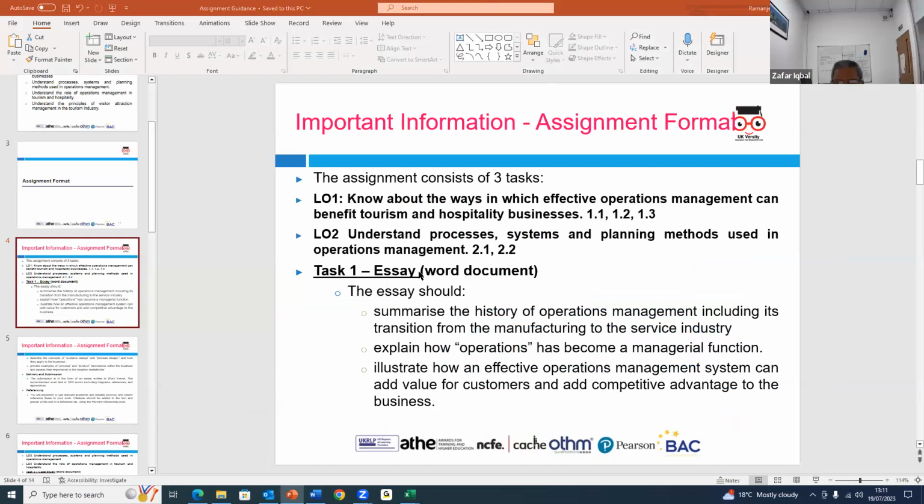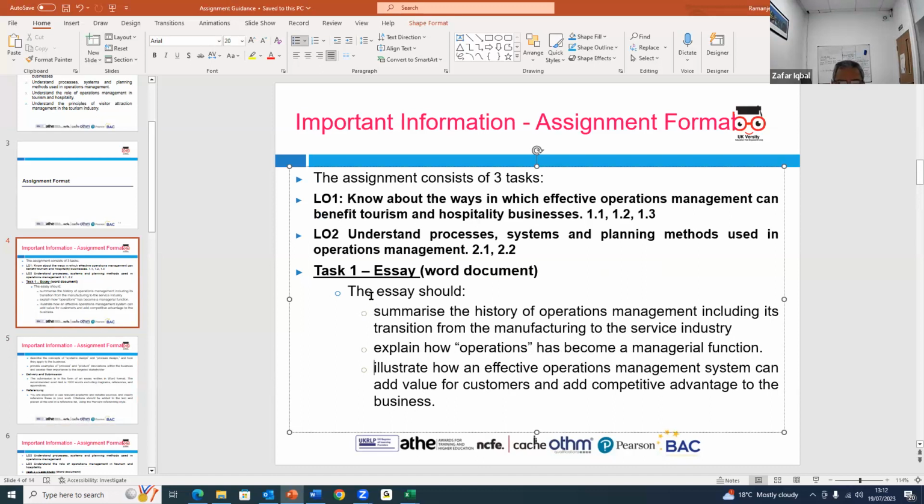So this is the 3 criteria. Task 1 is going to be a word-processed essay, where you summarize the history of operations management, including its transition from manufacturing to the service industry, and explain how operations has become a managerial function, and illustrate how an effective operations management system adds value to the business, to customers, and to competitive advantage.